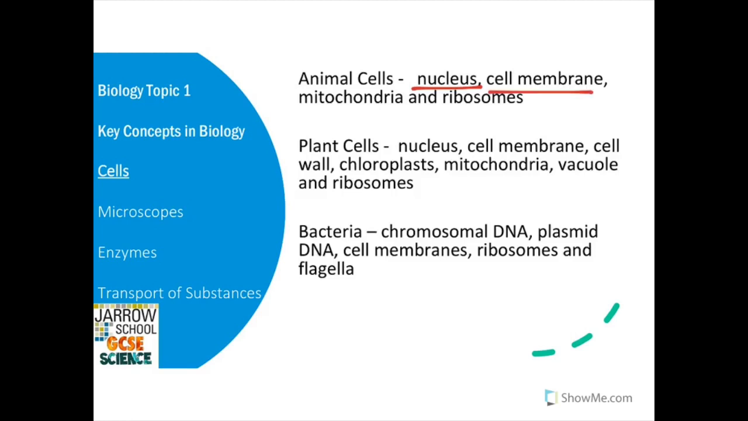The cell membrane is the outer part of the cell, and this controls what passes in and out of the cell. The substances that go in and out of the cell are controlled by the cell membrane, and the cell membrane also separates one cell from another.